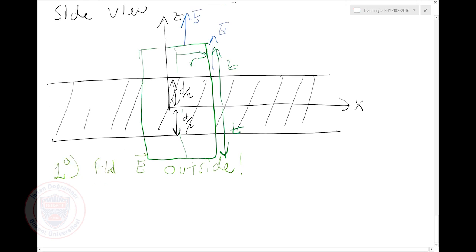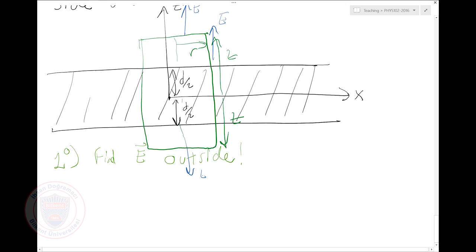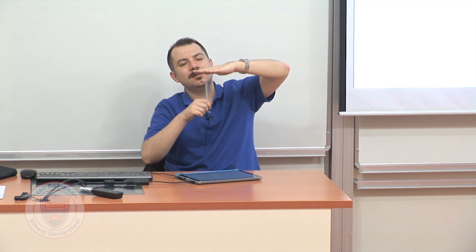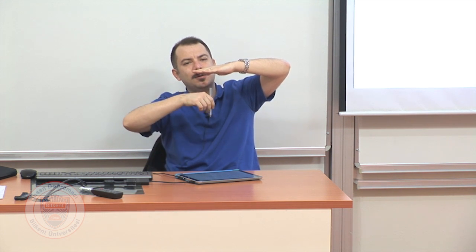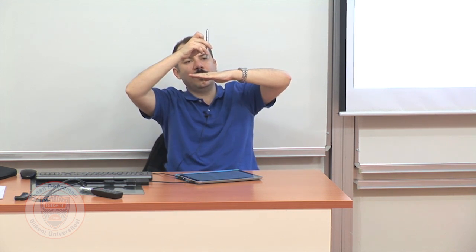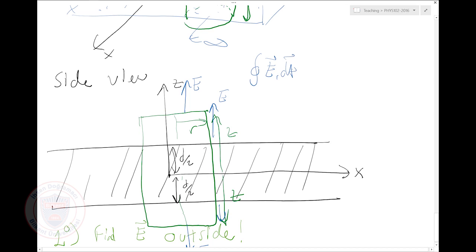On the other side, though, it's going to reverse the direction. If this is my plane, the electric field is pointing down when I'm below the plane. If I'm above the plane, it's pointing up. So very quickly, let's calculate E dot dA.